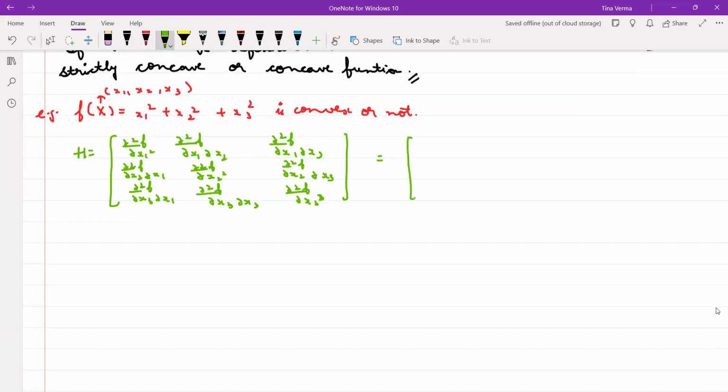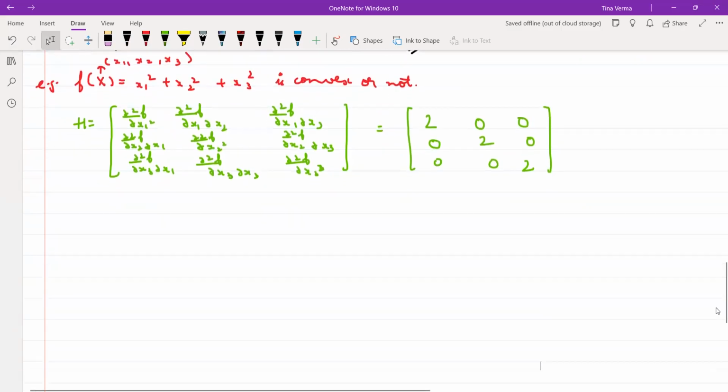If you take the first order derivative with respect to x1, this will be my 2x1. If I again take the derivative, it will be 0. The first derivative with respect to x2 gives 2x2, and with respect to x1 it is 0. So the matrix is 2 0 0, 0 2 0, 0 0 2. Now we have constructed this, my Hessian matrix.